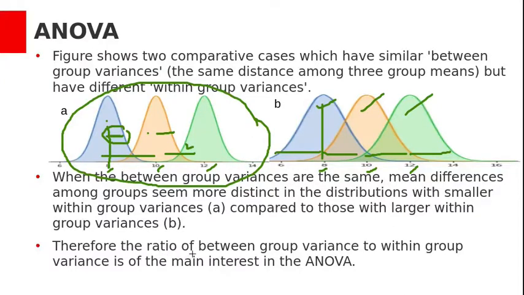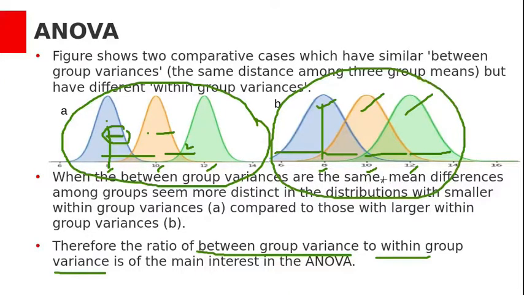So ANOVA uses the ratio of between group variance to within group variance. Here if we take the ratio of between group variance and within group variance, within group variance is more, so the denominator value will be more. The ratio result will be small for these groups. When you see here, between group variance is the same as this, but within group variance here is small. The denominator value is small and the numerator value for both groups is the same, suppose x. ANOVA will use this ratio to compare means.